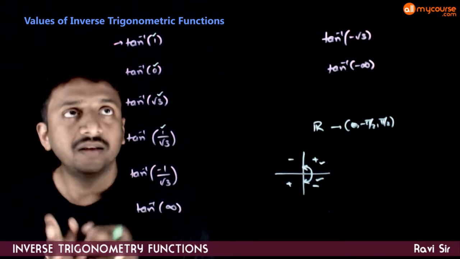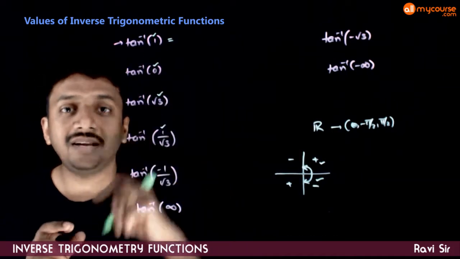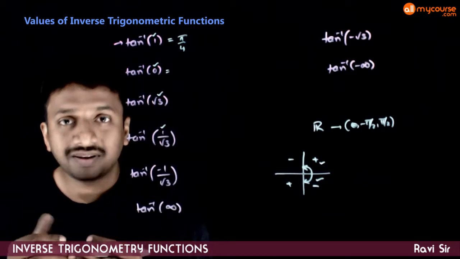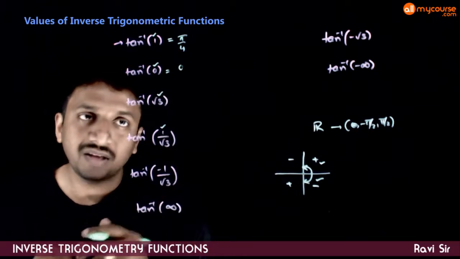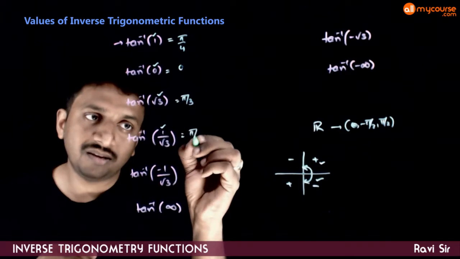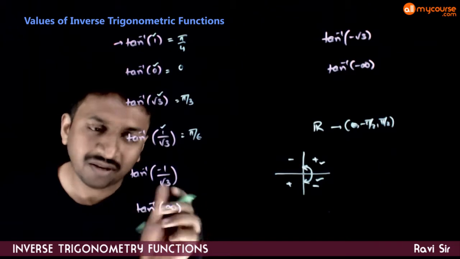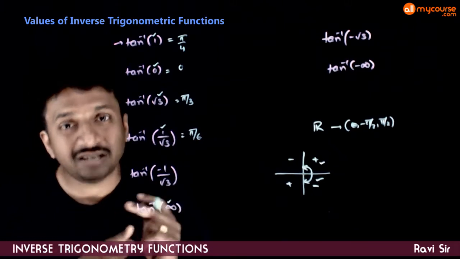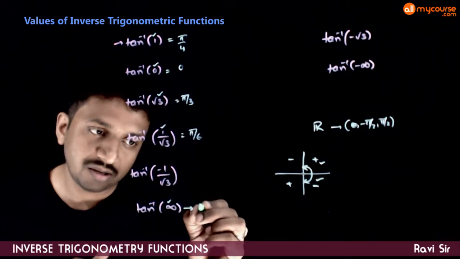So remember this. Tan inverse of 1, the question is for what angle tan theta is 1? Pi by 4, right? Tan inverse of 0 corresponds to what value? The value of tan is 0. 0. Root 3, pi by 3. 1 by root 3, pi by 6. Tan inverse of infinity. Usually this doesn't happen because infinity is not a number. But if the number inside tends to infinity, the value of tan inverse of that number tends to pi by 2.